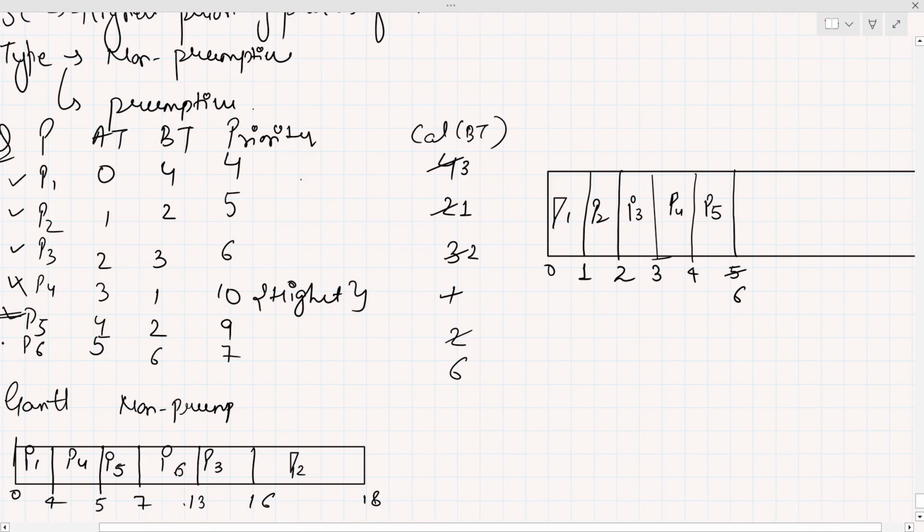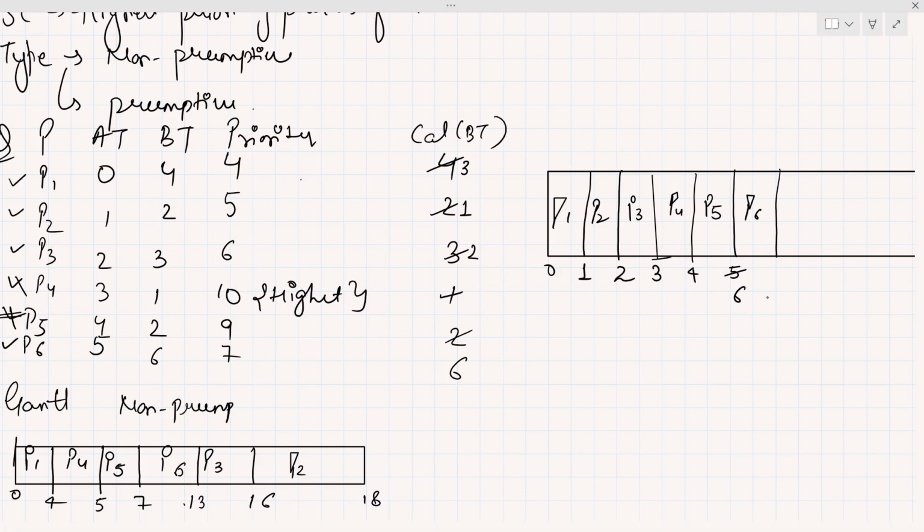Now the P6 process is also available. The processes left are P1, P2, P3 and P6. So among these 4 processes, the one with the highest priority will get the CPU. So P6 has the highest priority, P6 will get the CPU. Now no more processes are coming into the ready queue, so we have to execute all the processes.